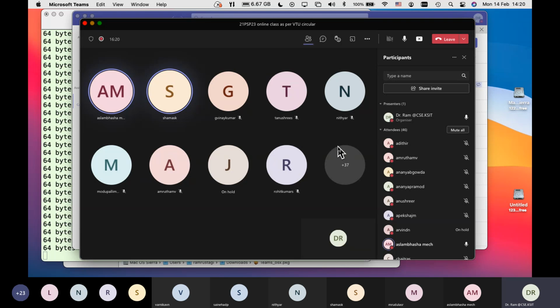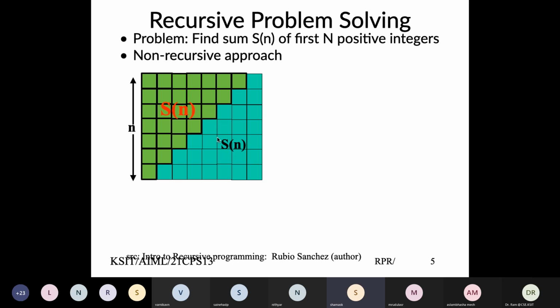What is the length of this rectangle in terms of number of units? It's the same, right? N by 2, sir. How n by 2? Can you count the number of units? If the height is n, then the length is n plus 1, because I am putting one extra square here. So length is n plus 1, height is n.